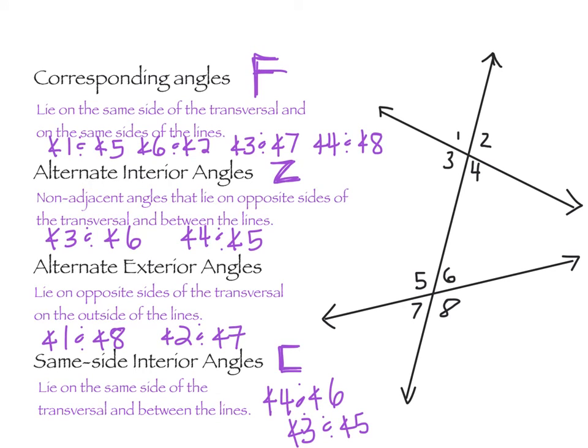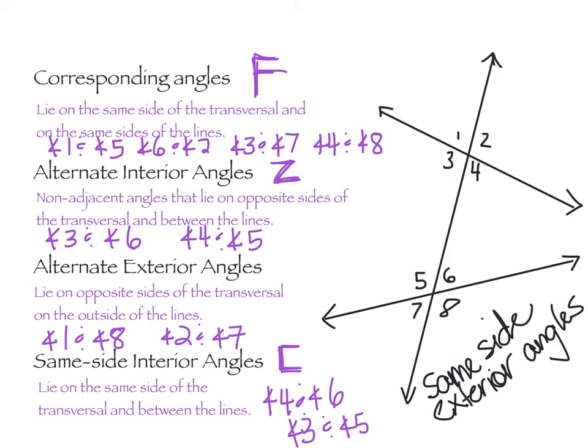Your book doesn't talk about them, but there are such things as same side exterior angles. I bet you can figure out that they're on the same side as the transversal, but they're on the exterior. So same side as the transversal, but on the exterior. So 2 and 8, 1 and 7.